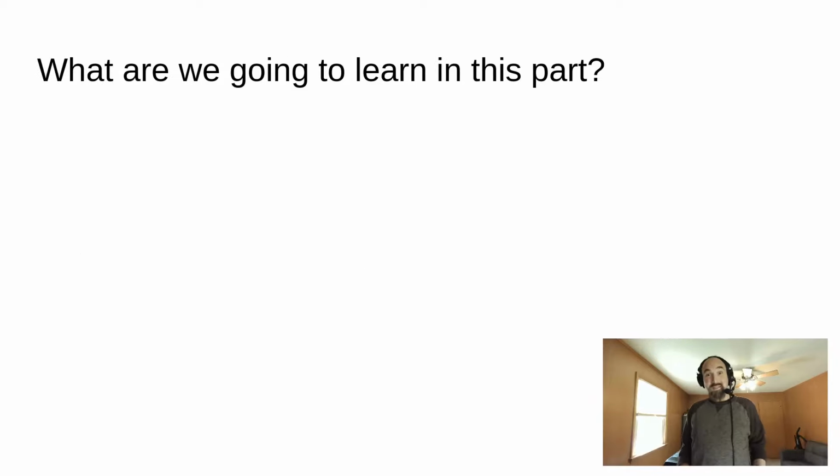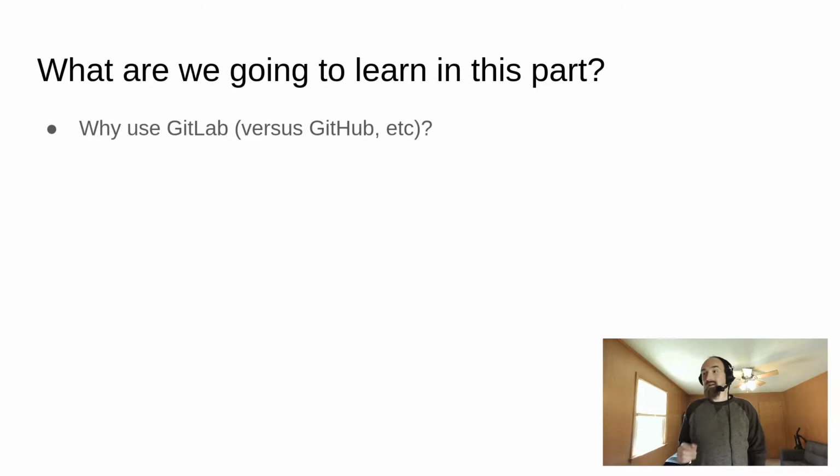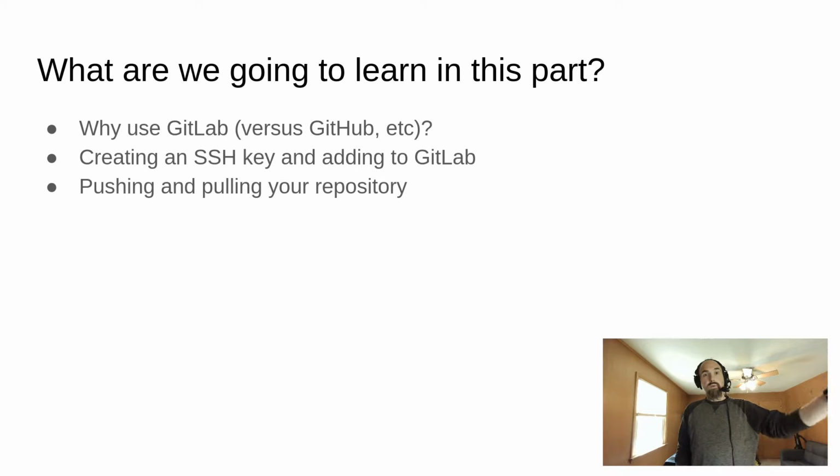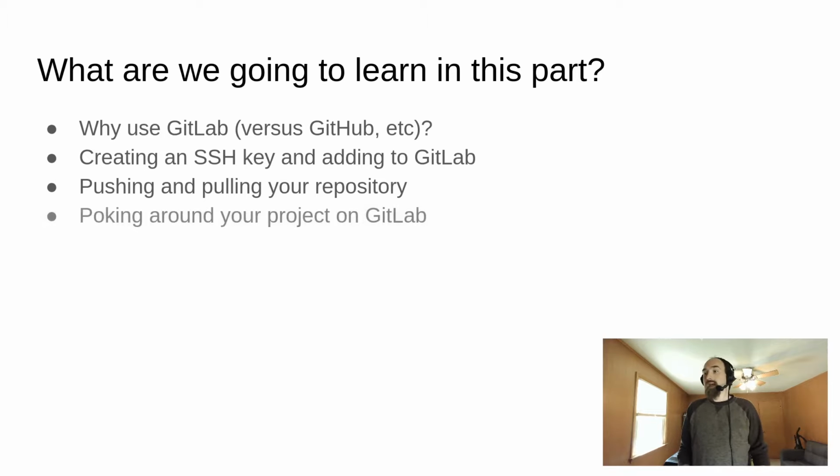So what are we going to learn in this part? Well, we're going to talk a little bit about why we're using GitLab versus other alternatives such as GitHub, which is quite a bit more popular. We're going to go through the process of creating an SSH key and adding it to GitLab. We're going to be pushing and pulling your local repository to and from GitLab, and we're going to be poking around your project just a little bit on GitLab.